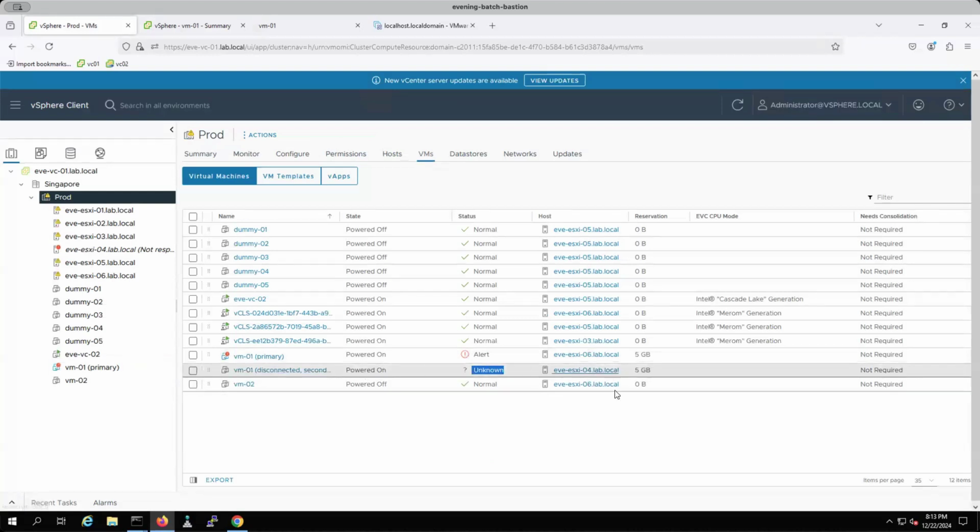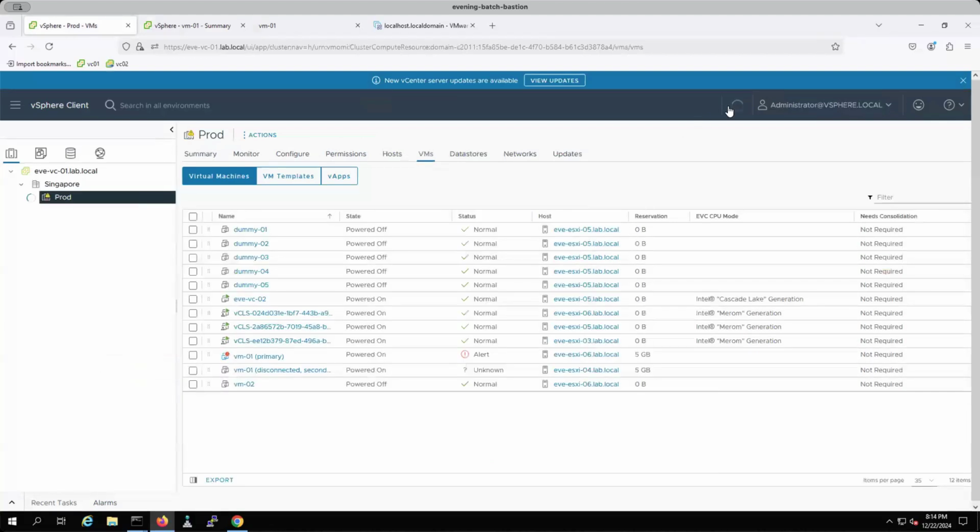It is in the disconnected state. Now, what do you do? How do you get the secondary? So to get the secondary, you just need to wait for 5 or 10 minutes, and that's about it. And then the secondary will come online, it will get powered on, and everything will happen automatically. You don't have to do anything. You just need to wait for 5 or 10 minutes. That's about it.